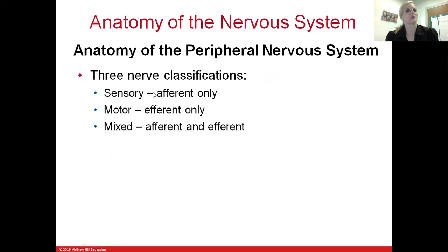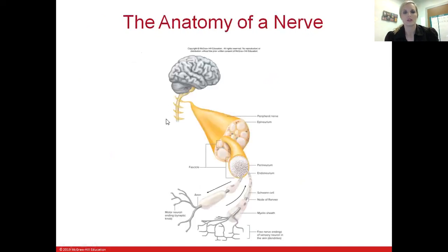So again, we talked about just knowing the difference between afferent and efferent. Afferent are your sensory nerves, efferent are your motor nerves. There are some nerves that are mixed. You guys don't need to worry about those. Just know the difference between the two terms, afferent versus efferent, that's what you guys will be tested on. This just shows you again how that's put together.